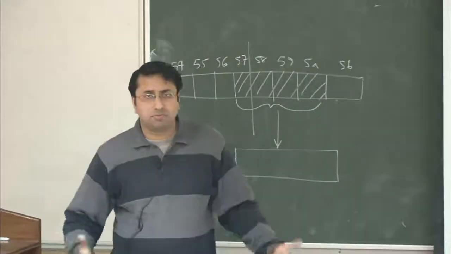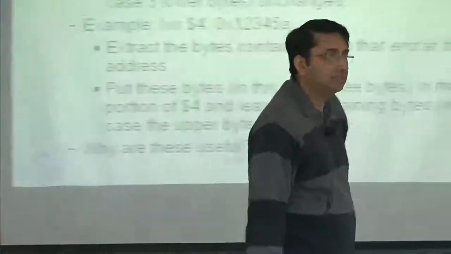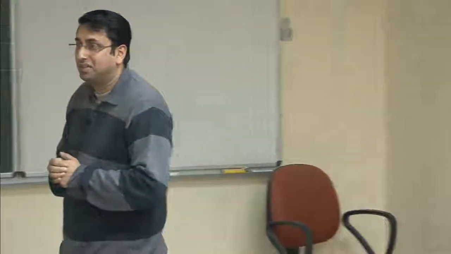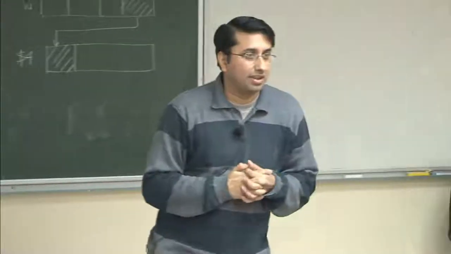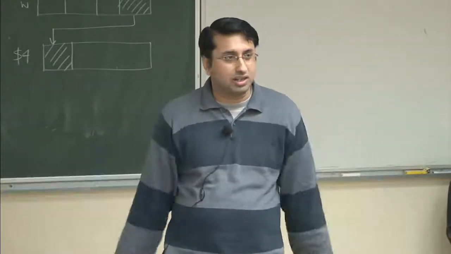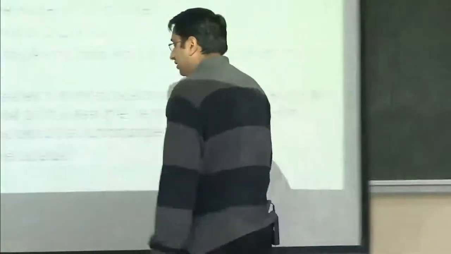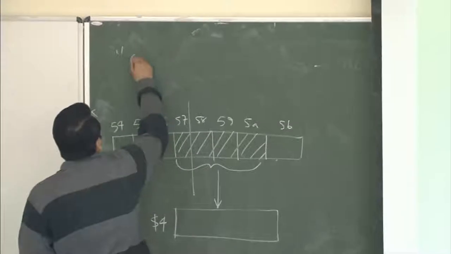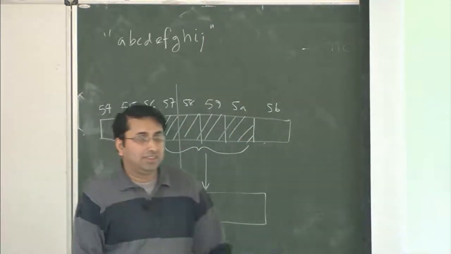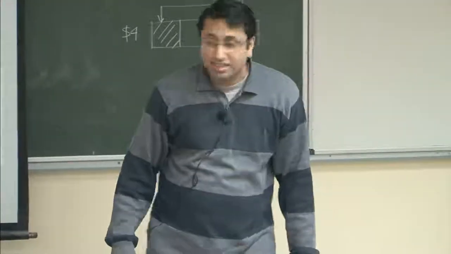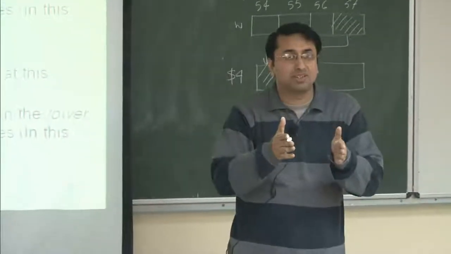And what kind of programs might generate unaligned word accesses? If I ask you to write a C program that compiles into LWL and LWR instructions, can you do that? Use unions, yes, maybe. You should be able to do it by unions. I give you a string, A, B, C, D, E, F, G, H, I, J, etcetera, and I want to extract some characters from some arbitrary places.